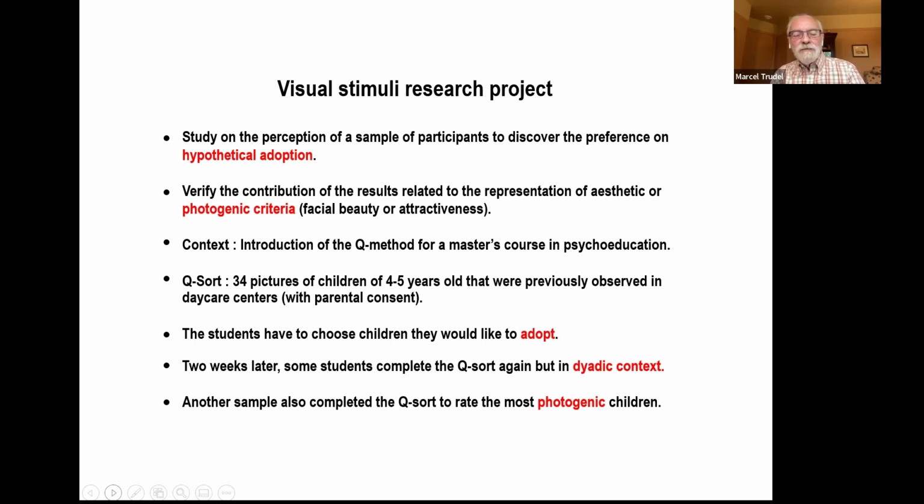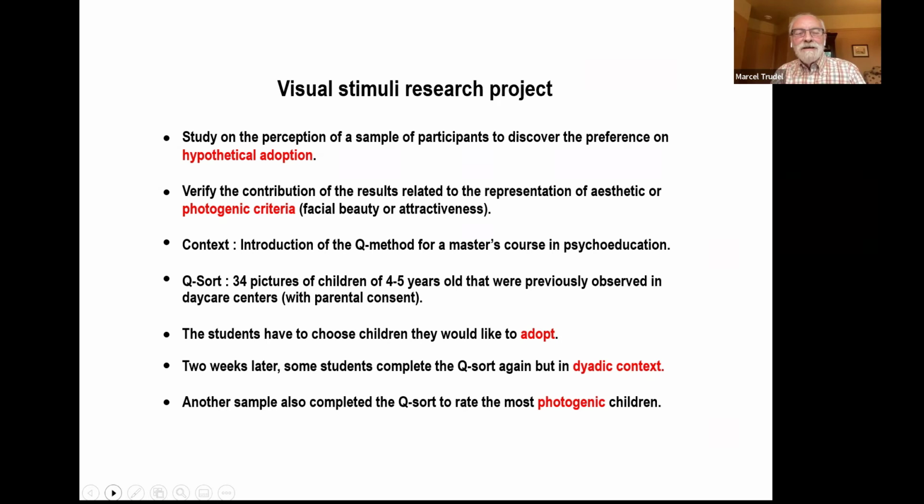Two weeks later, some students completed the Q-sort again, but in a dyadic context. I told them that when my neighbors adopted this Chinese girl, it was not just the father or the mother; it was a context of dyadic choice. That started to interest me. Another sample also completed the Q-sort to rate the most photogenic, the most beautiful, attractive children.